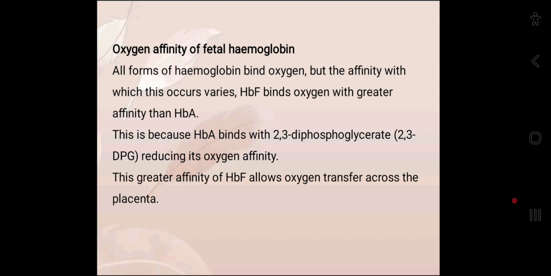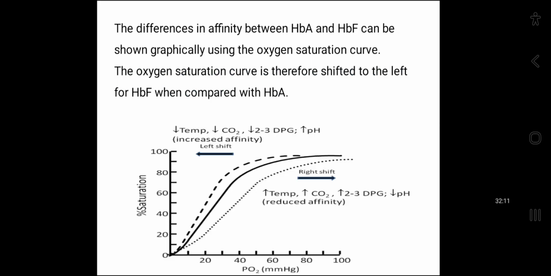This difference in oxygen affinity will allow hemoglobin F to extract oxygen across the placenta from maternal circulation. The graph demonstrates the oxygen saturation curve, which represents the difference between hemoglobin A and hemoglobin F in oxygen affinity and oxygen binding. The oxygen saturation curve is therefore shifted to the left for hemoglobin F when compared to hemoglobin A. Shifting to the left is an increase in oxygen affinity, and shifting to the right decreases the oxygen affinity.